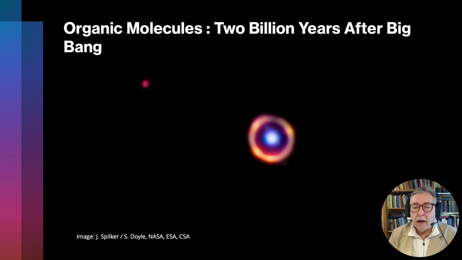"We are talking about big, floppy molecules with dozens to hundreds of atoms in them," said Justin Spilker from Texas A&M University. "These molecules occur regularly in outer space on tiny dust grains, but now we have found them in a galaxy more than 12 billion light years from Earth."